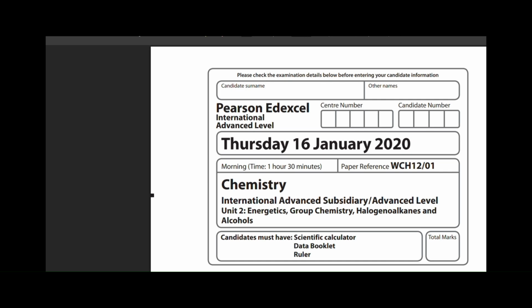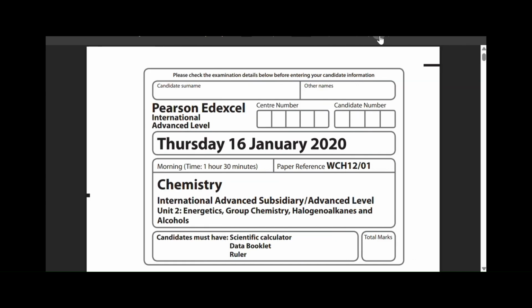Today we are going to discuss Edexcel IAL Chemistry January 2020 paper 2. So let's start with the MCQs first. So move on to section A.